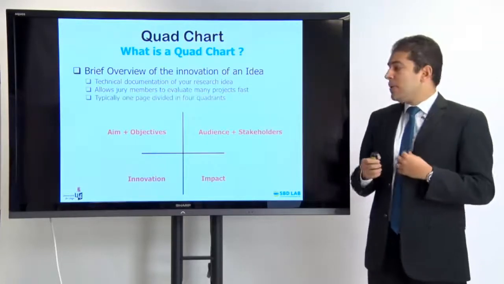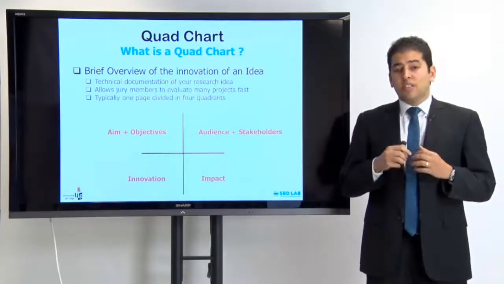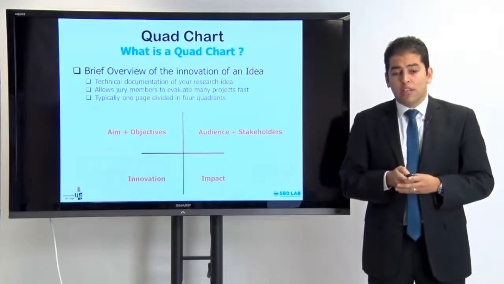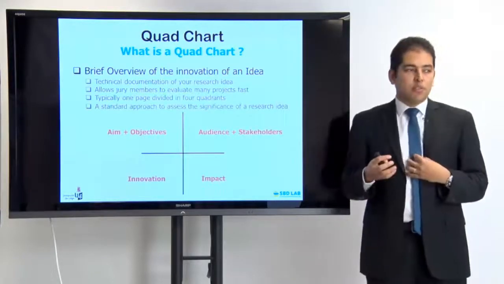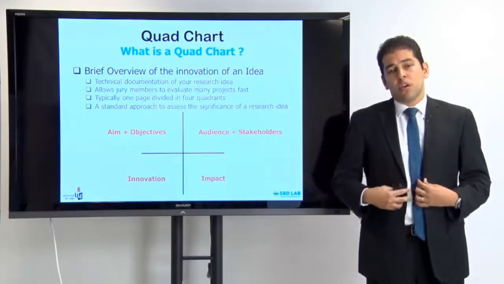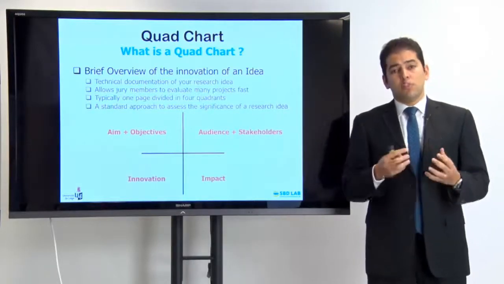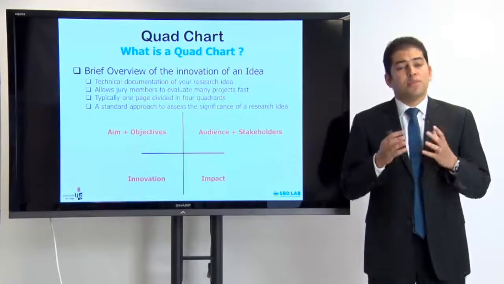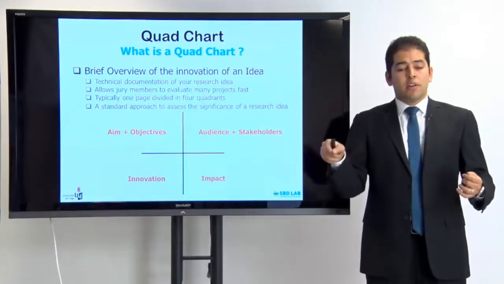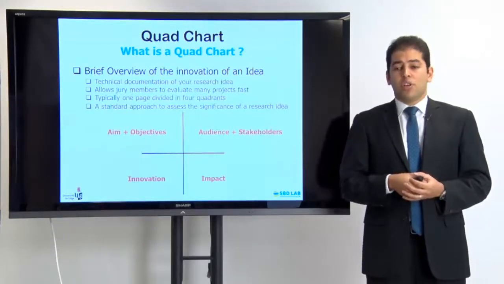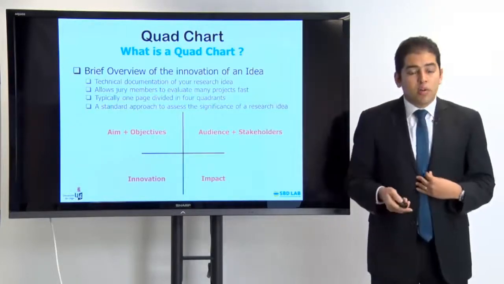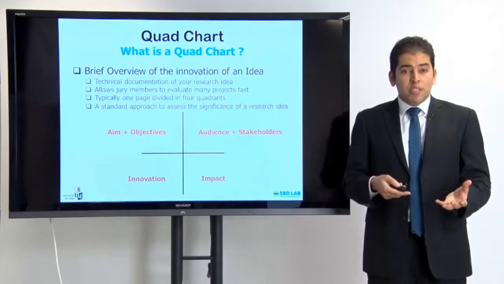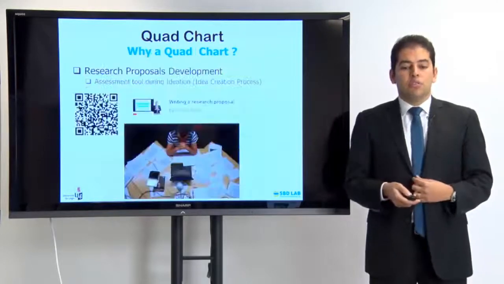Typically it's one page and it's divided into the four quadrants like I described. This is the standard approach to assess the significance of research. So when a researcher comes to my office, discussing with me his or her research idea, the first thing I do is grab a paper, draw a quad chart, and start to ask these questions related to the four topics I described earlier. And from this, I start to elaborate with the student on the topic.